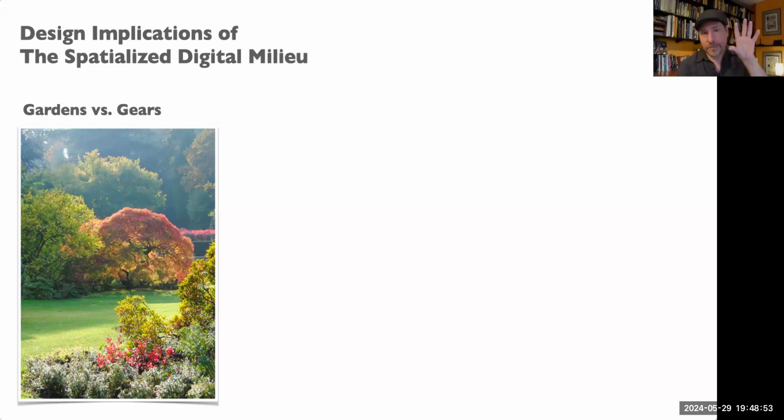I wrote a few different pieces about this in the dissertation that I published. Gardens versus gears is one way to think about it. Rather than gearing up a factory to produce a known thing, planting seeds in a garden and then tending and cultivating is more like the design of this kind of intersection within the spatialized digital milieu.